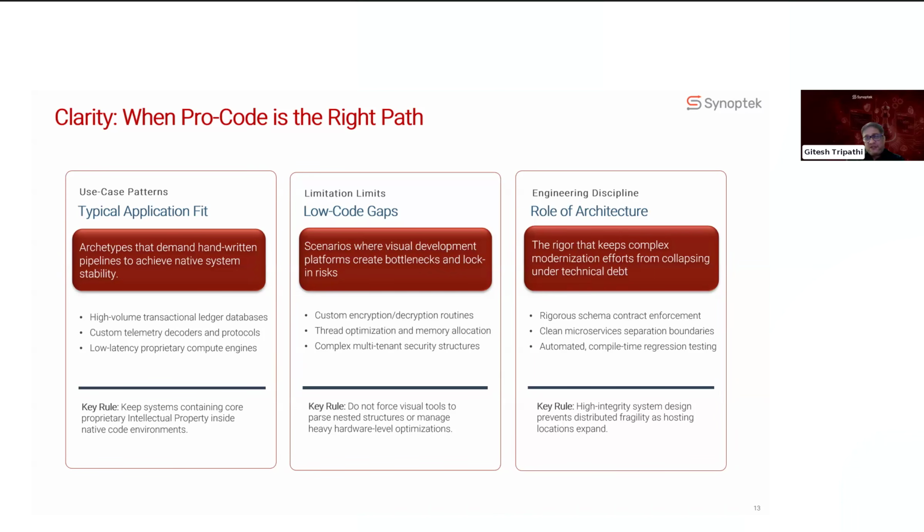The rule of thumb here is very simple. If the application houses or operates your core proprietary intellectual property or is responsible for getting you that competitive advantage, it must be built with pro code. Keeping this code native ensures your engineering team maintains absolute control over its scalability, performance, and future extensibility. And all three pillars are important for any business in today's world.